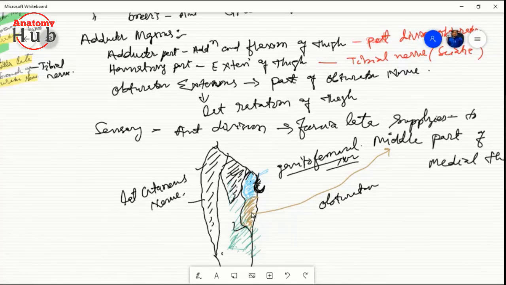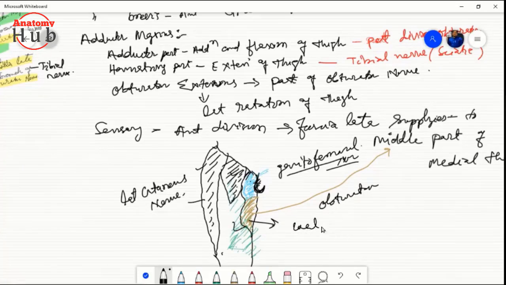The patient may present with an altered gait posture. What is that? The walking pattern will be changed. Walking pattern is known as the gait. The gait problem will be there due to the loss of adduction. Sometimes this obturator nerve can be blocked by giving an anesthetic injection to the nerve. Why? For the management of pain after lower limb surgery.